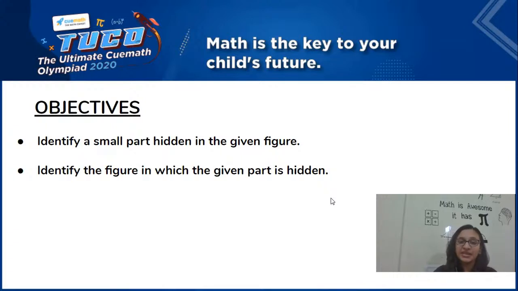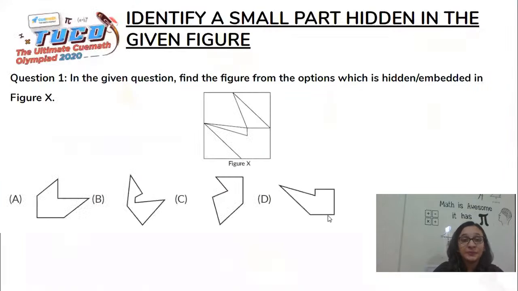So basically, in objective one you'd be given four options wherein small parts would be given. You have to choose which of the small parts is there in the given figure. That's objective one. Objective two is to identify the figure in which the given part is hidden. So you'll be given just one small part, and you'll be given four main pictures. You have to choose amongst those four main pictures in which that small part is present, is a part of the main picture, the bigger picture. We'll solve such problems, and then you'll get a better clarity of how to go about these types of questions. So here is our first question.